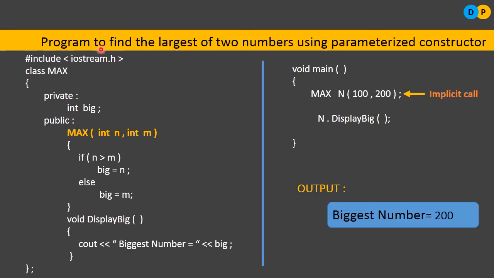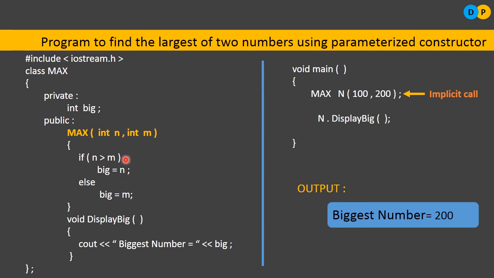Same program I have considered here, program to find the largest of two numbers using a parameterized constructor. For the class max, I have considered data member big in private access specifier, and later a constructor. What type of constructor? Parameterized constructor. How can you say this? Because there are two arguments for the constructor. Using this constructor, I will decide which is the biggest among the two user-passed numbers.